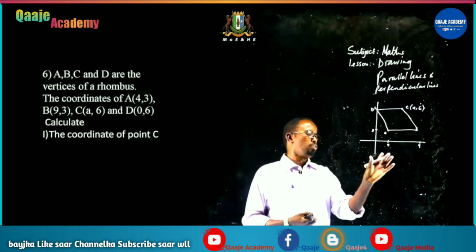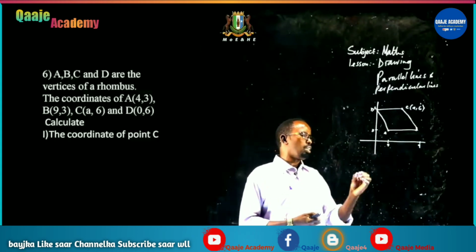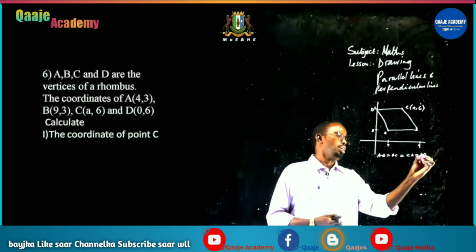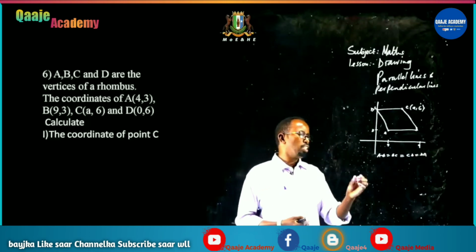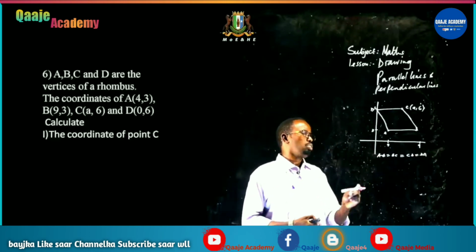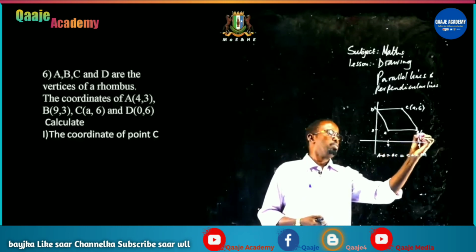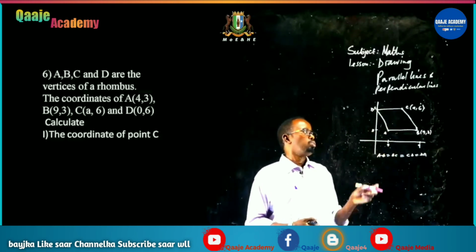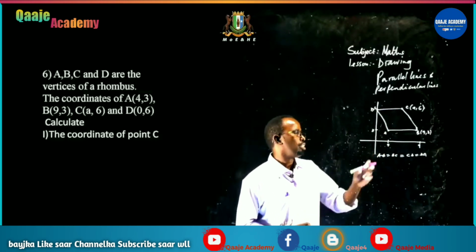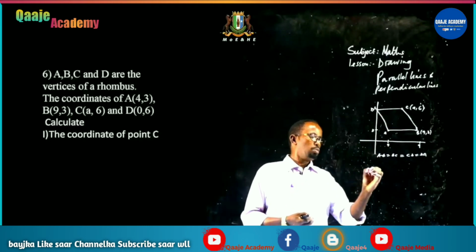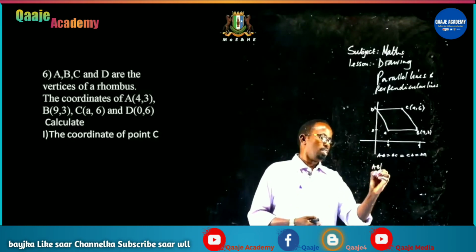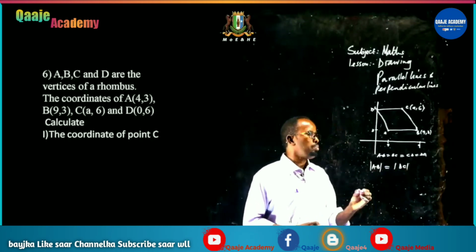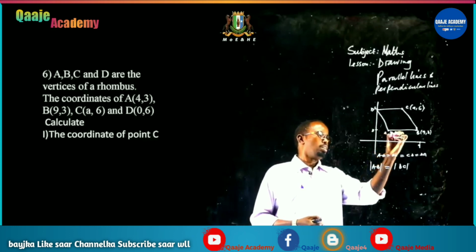One of the properties of a rhombus is that all the sides are equal, meaning AB is equal to BC, equal to CD, equal to DA. They have the same magnitude, or the same length. So let me start with B, (9, 3). AB is equal to DC. All these lines are the same, so the magnitude of AB is equal to the magnitude of DC.